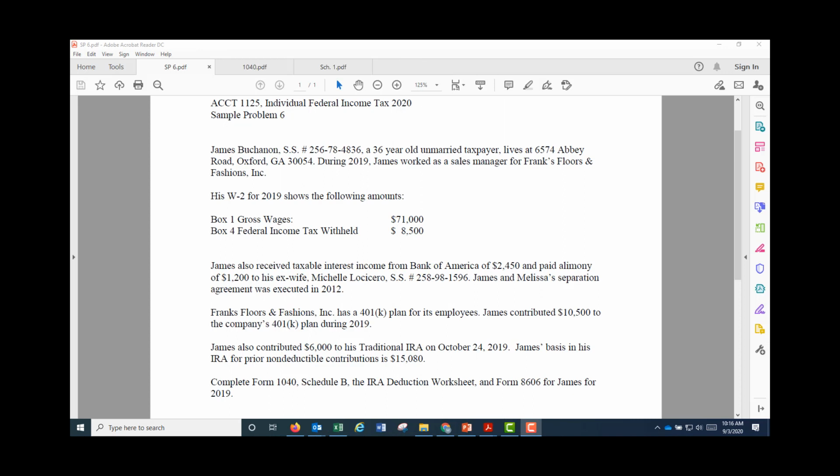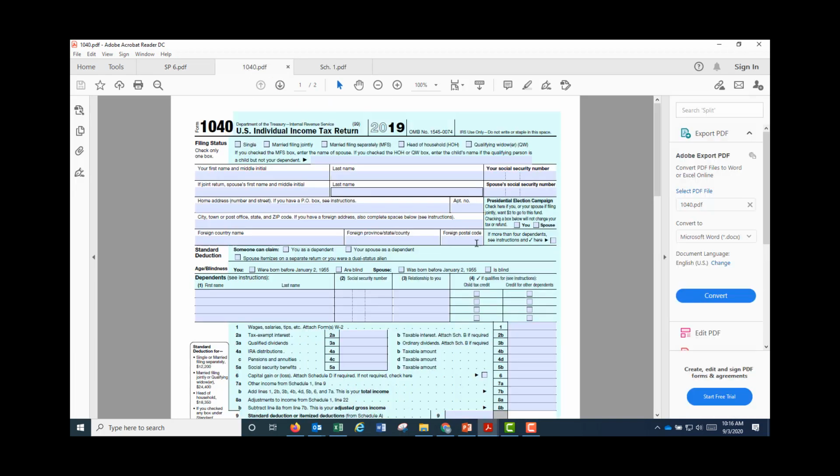He paid alimony of $1,200 to his ex-wife. Now, we've had alimony before, but it was alimony that was received, and that is income. But in this case, it's not part of income. It's going to be adjustments to income. Let's take a look where this goes on Form 1040. Line 8A. Adjustments to income from Schedule 1, line 22.